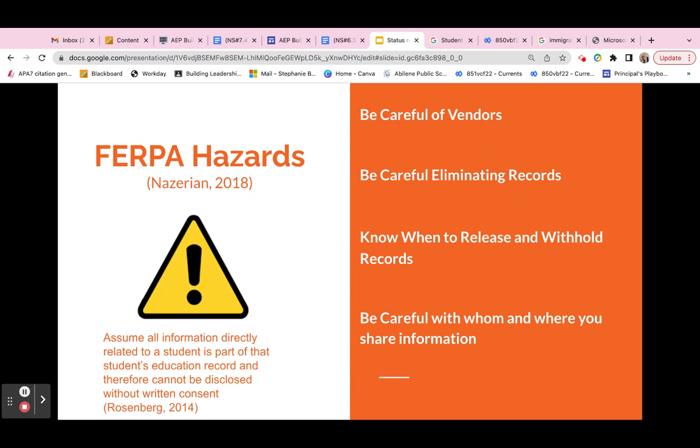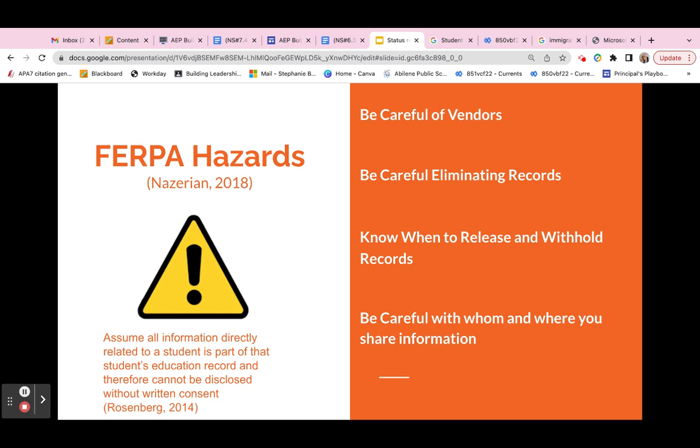So, when we are thinking about FERPA and common hazards that we just need to be aware of as a school district here at USD 435, bottom line: assume that all information directly related to a student is part of that student's education record and therefore cannot be disclosed without written consent.